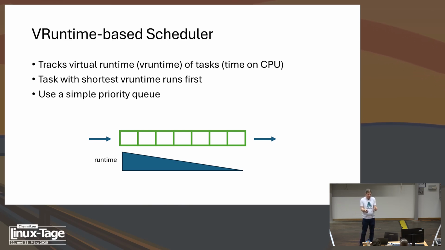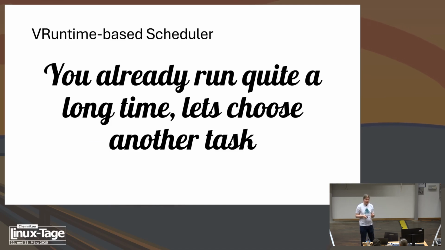For example, a game typically has short bursts of things on the CPU. And the long tasks run for a really long time, so it's fine if they aren't coming on every 10 milliseconds. That's really cool because we can use this to implement a fair scheduler. It's basically like saying, you already ran quite a long time, didn't you?